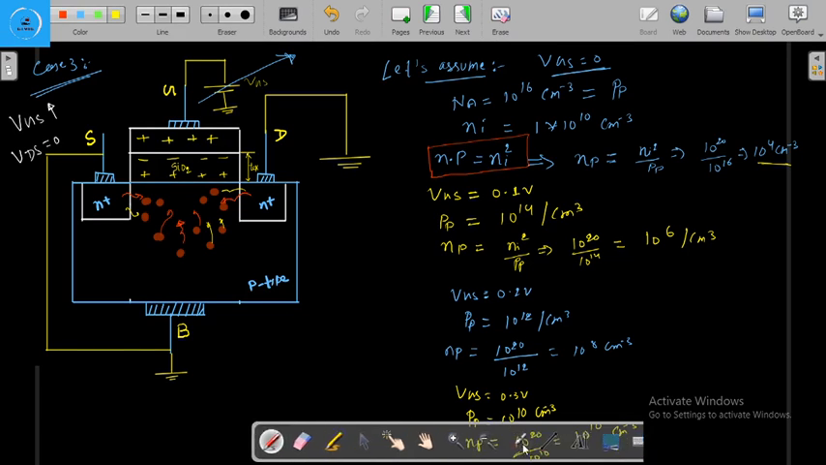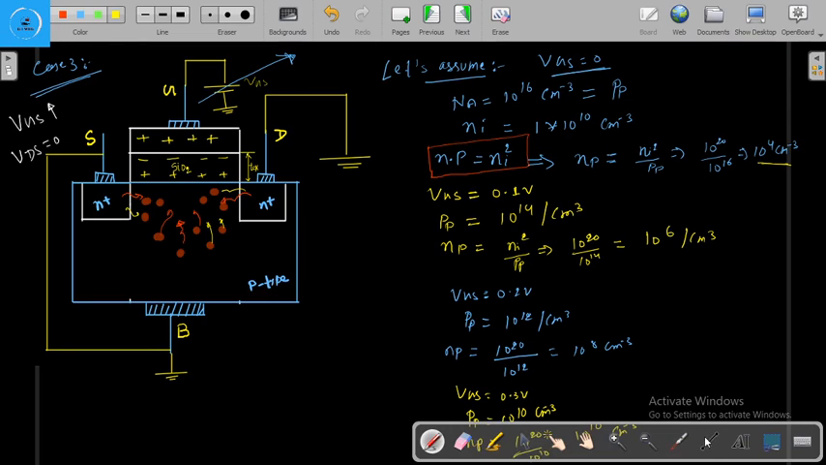Here I am writing another case. When we have increased the VGS to 0.4 volt, then again the concentration of the electrons will increase here, and these free electrons will come from the substrate or the body.